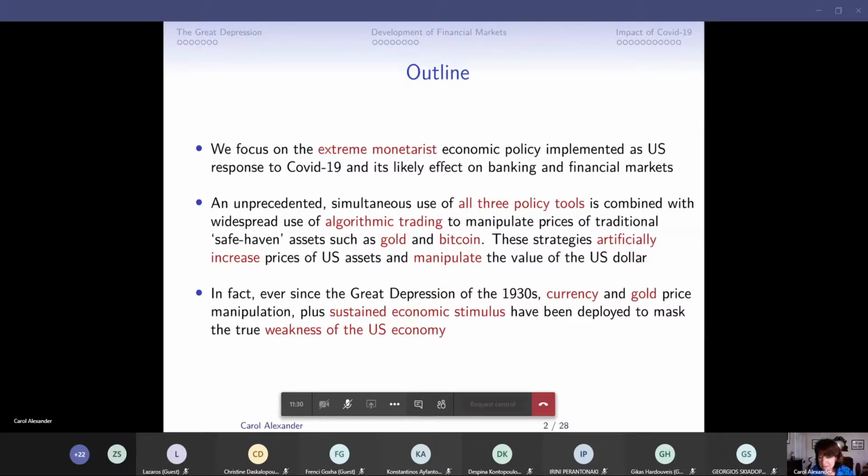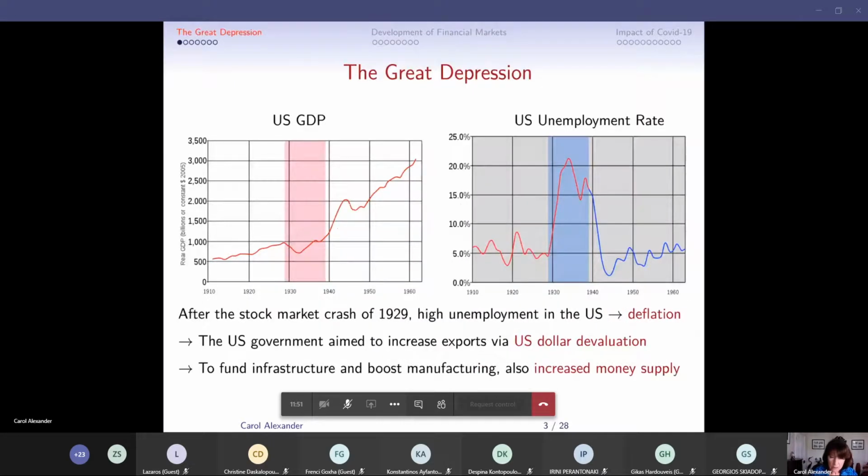And this type of policy actually has its roots in Theodore Roosevelt's first term during the Great Depression. Currency and gold price manipulation, sustained economic stimulus have been used since then, for nearly 90 years. And all of these have been deployed to mask the true weakness of the US economy. So in this graph here, you can see the shaded regions are the years of the Great Depression.